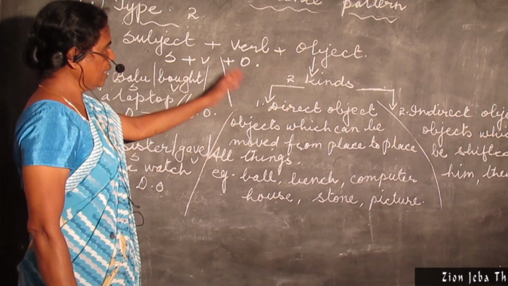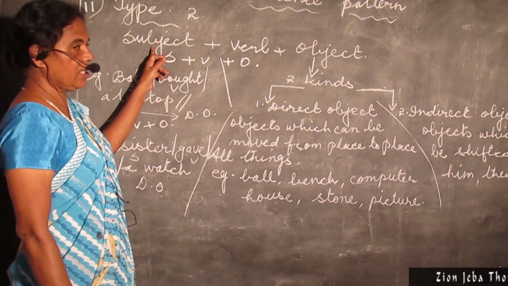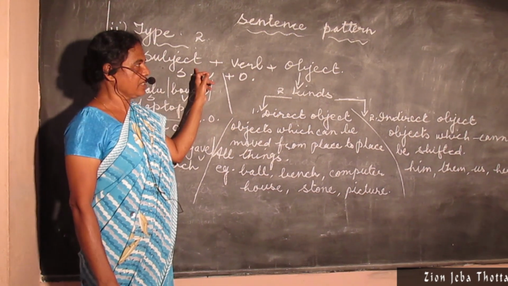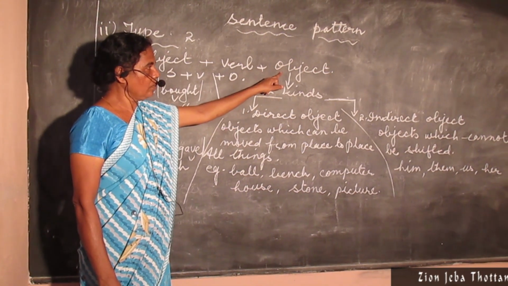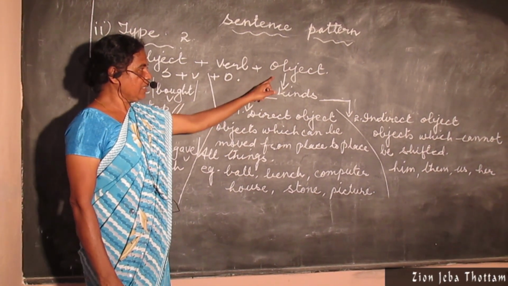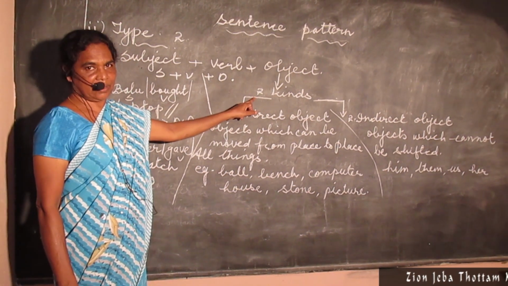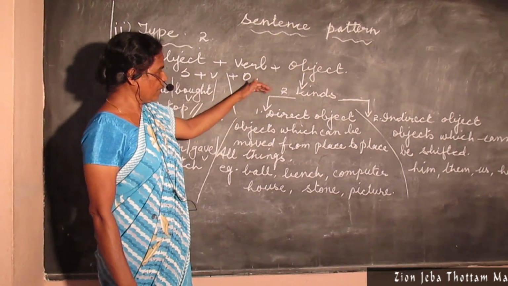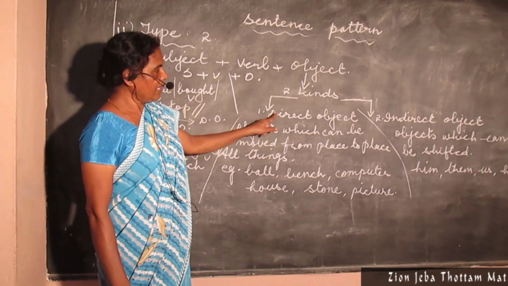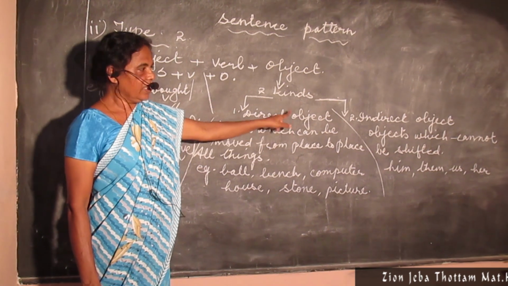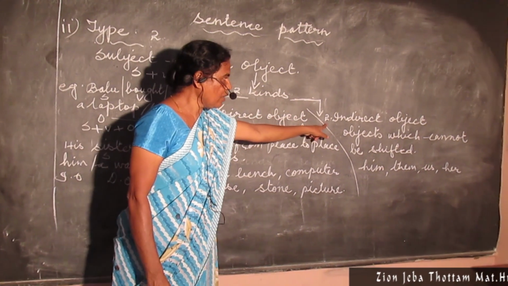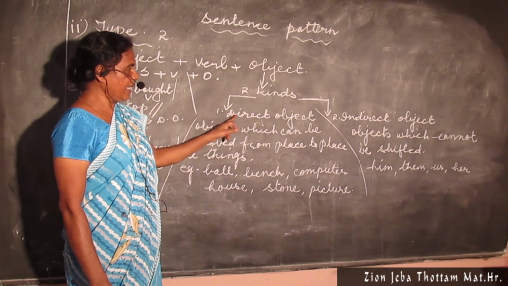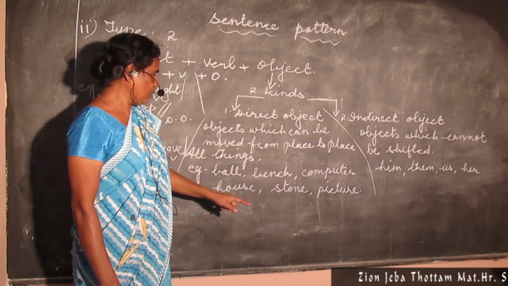As you see here, we have already learned what a subject is and what a verb is. The subject and verb are clear for us. And let's now see the object. Object has two types. So the object is in two forms. The first form is direct object. The second one is indirect object. Look at the board. The first type of object is direct object and the second one is indirect object.